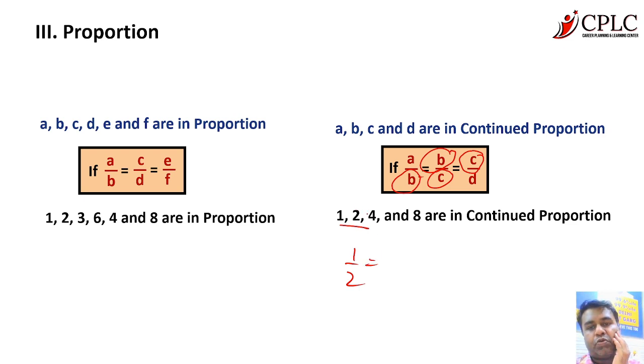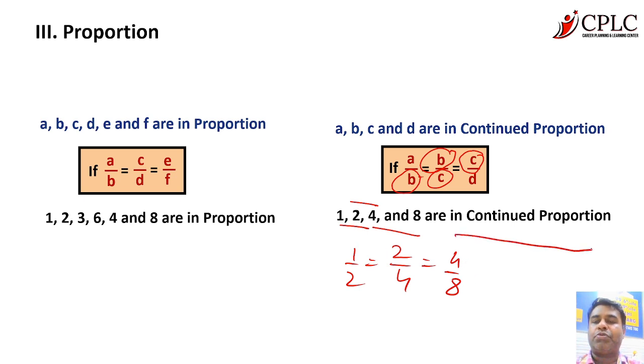The 2 will be the numerator of the next ratio. So 2 upon 4, if you simplify you will get again 1 by 2, correct? That is equal to 4 by 8, which is again 1 by 2. So 1, 2, 4, 8 are in continued proportion. Got my point? There is a slight difference between a normal proportion and a continued proportion.